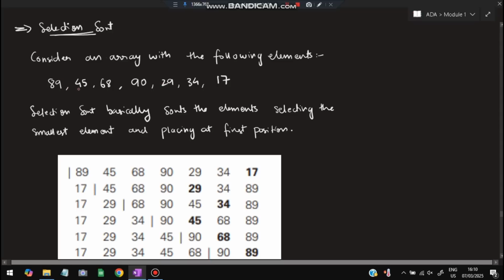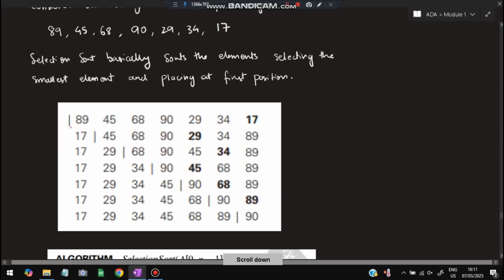Consider an array. Selection sort means we have to sort it in ascending order. We have to sort these values in ascending order. In selection sort, what we will do is find the least value. Which is the least value? 17. That 17 will be exchanged with the first value, because the least value should come in the first place, right? So 89 will come here and 17 will come here. If you trace this, you'll understand. We got the least value, we put 17 here and done.